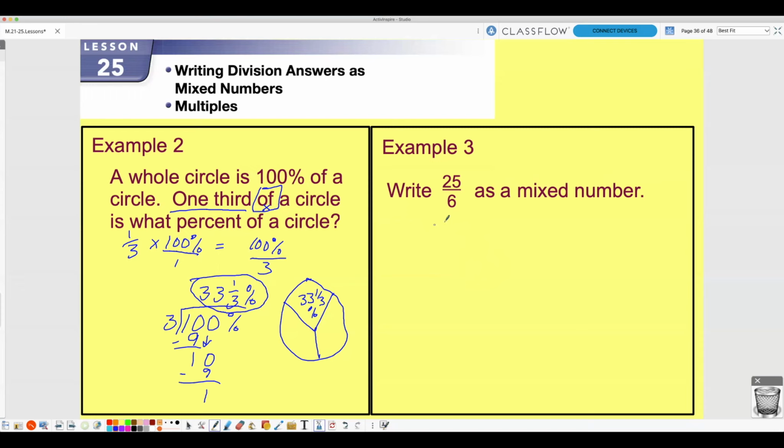Example 3, write 25/6 as a mixed number. So in this case, you have 25 divided by 6. 6 will go into 25 4 times. That's 25 subtract 24, which equals 1. And the remainder is not the remainder anymore. We're going to have that as a numerator and then 6 as the denominator. This is the mixed number because it's a whole number and a fraction combined.